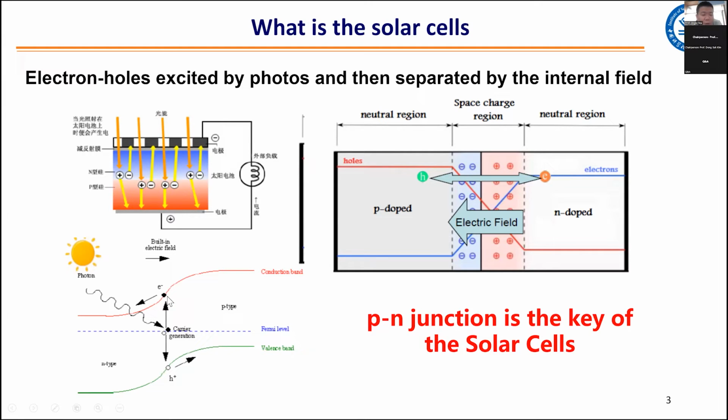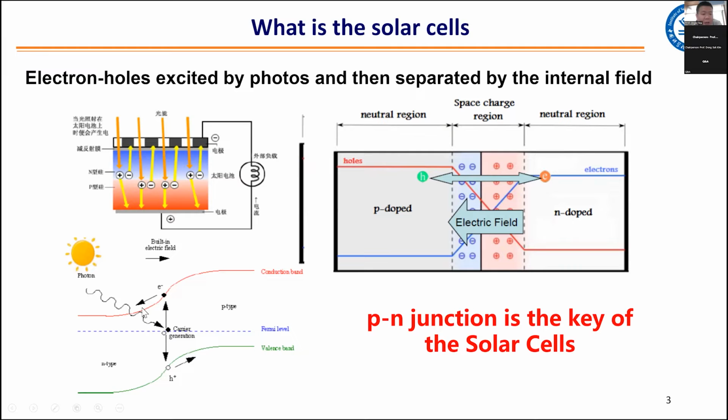The core structure is the PN junction. When the p-type material and n-type material contact each other, they bend. So they have a built-in potential and a built-in electrical field. This electrical field is very helpful for charge separation.